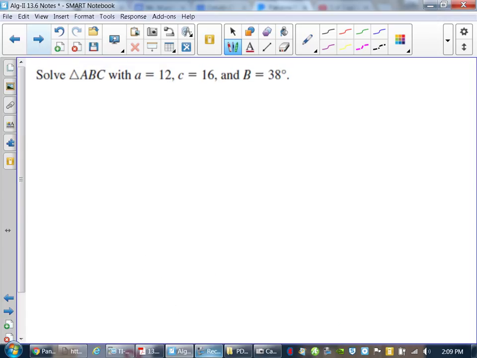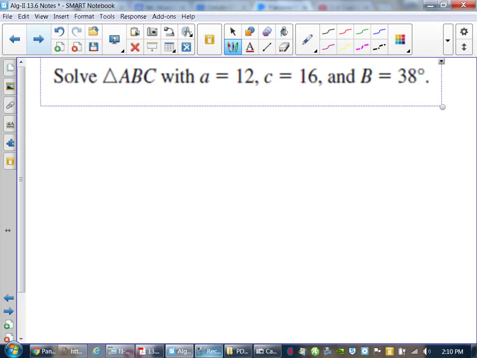So take a look at this one. Solve triangle ABC with little a of 12, little c of 16, and angle B of 38. Gee, what do you think we're going to do first? Find the largest angle. Draw it.